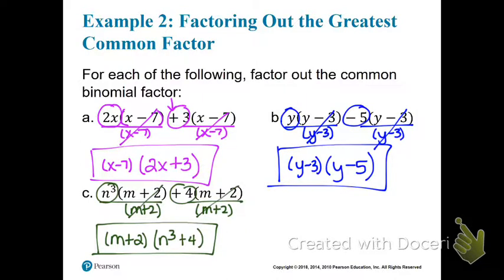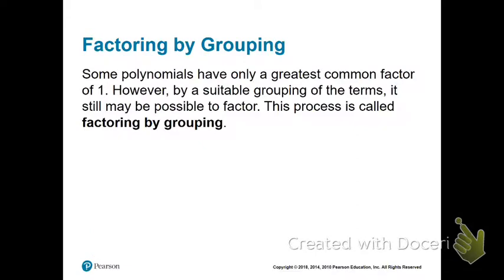All right, so that's greatest common factoring. Now, factor by grouping. So some polynomials have only a greatest common factor of 1. However, by a suitable grouping of the terms, it still may be possible to factor. This process is called factoring by grouping.